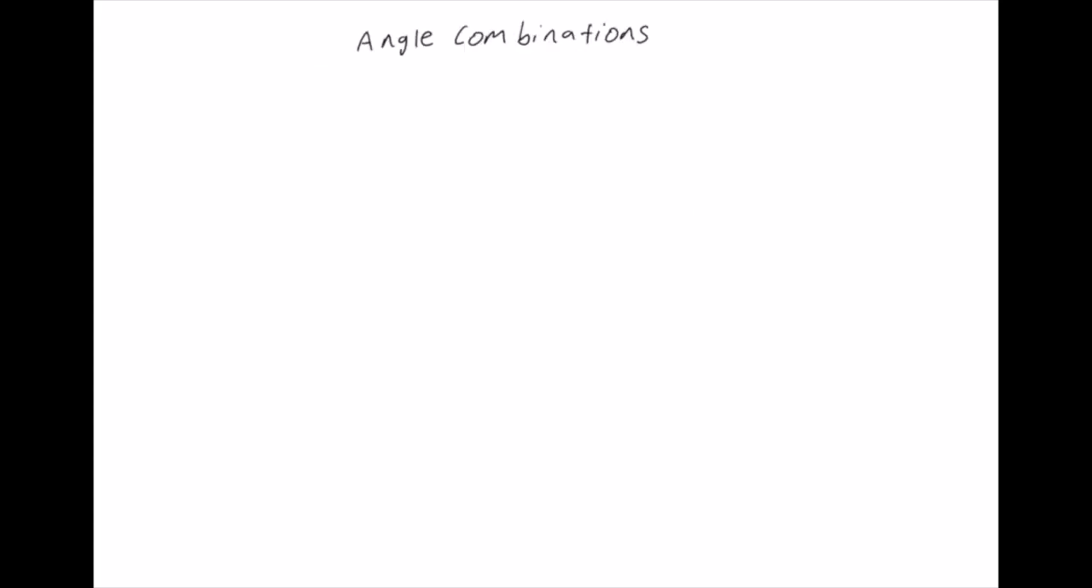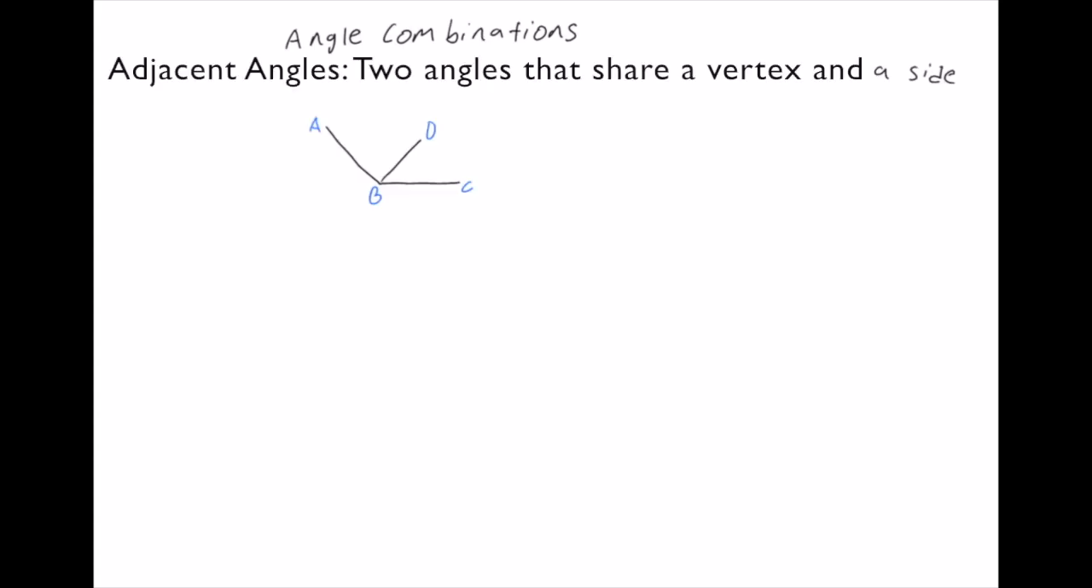Now we're going to talk about angle combinations. First one is adjacent angles. So here I'm talking about adjacent angles. So with adjacent angles, they are angles that share a vertex, which is B in this case, and a side, which in this case is BD. So they share a vertex and a side.